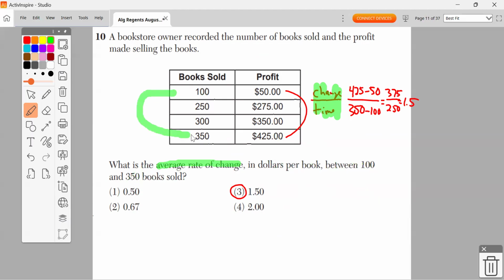So we're going from here to here. So how did it change going from 50 to 425? You subtract 425 minus 50 is 375. That's how much it changed in profit. Over what amount of books? Well, when we went from 100 to 350 books, that was 250 books. So change over time, top divided by bottom, is 1.5.